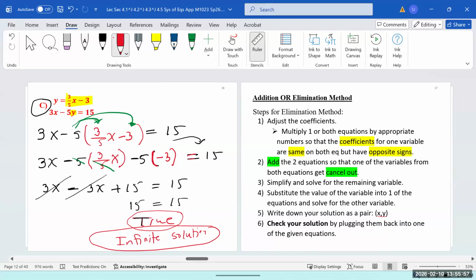It's called elimination because we want to eliminate one of the two variables, either eliminate x or eliminate y. In order to eliminate, we need to add the two equations. That's why this is called addition. So it's the addition or elimination method.